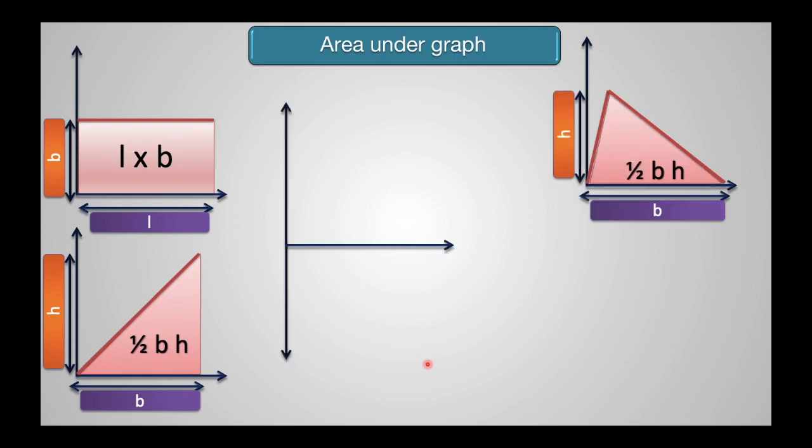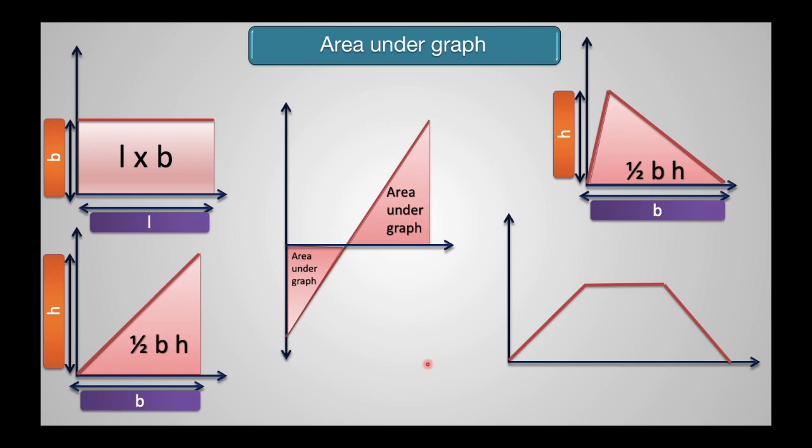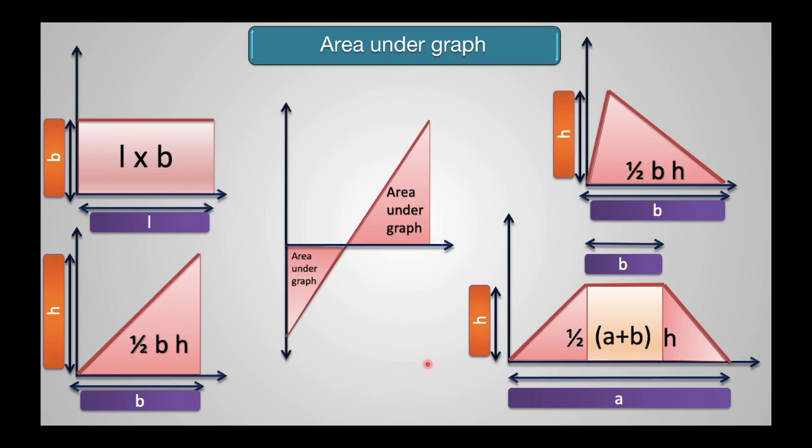But sometimes there will be multiple areas under the graph. The total area under the graph is adding these two areas together. Sometimes the area under the graph may be a trapezium. The area can be found directly using this equation, half a plus b into h. These are all very regular shapes like rectangle, triangle and trapezium. What do we do if the shape is not regular?